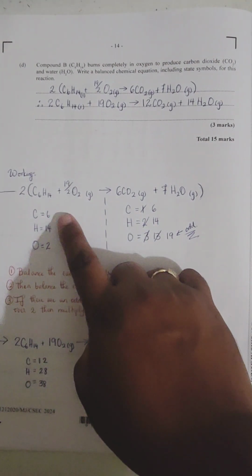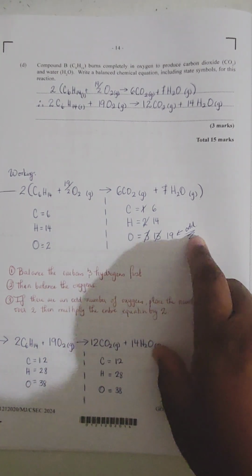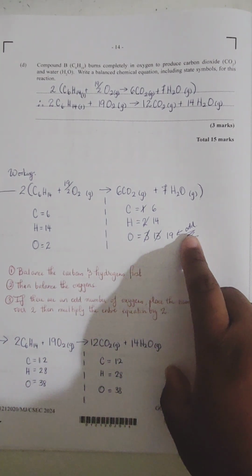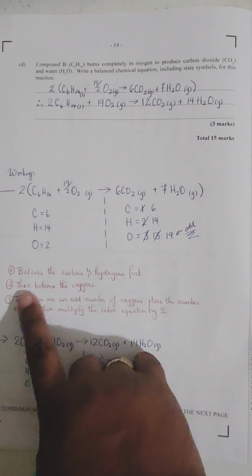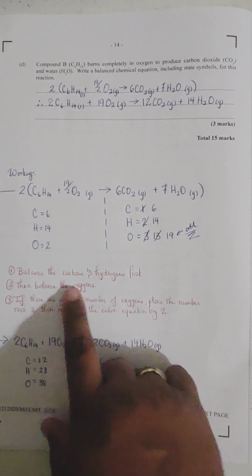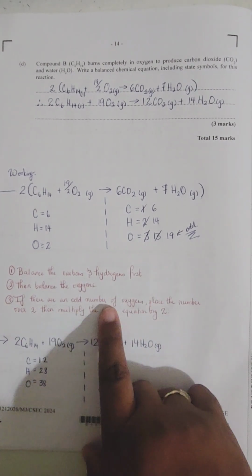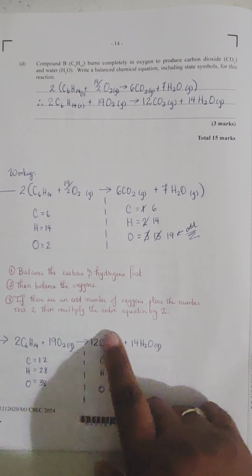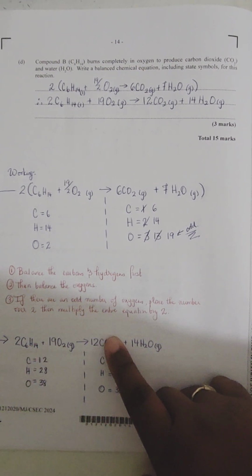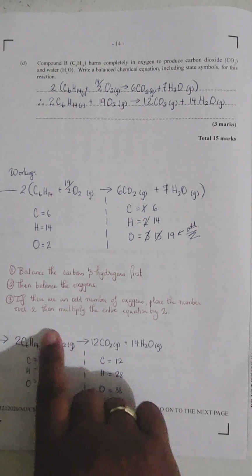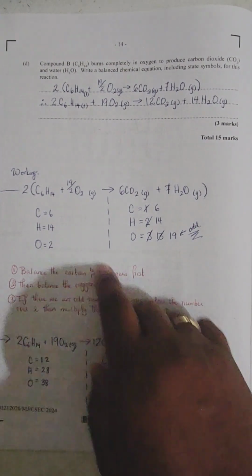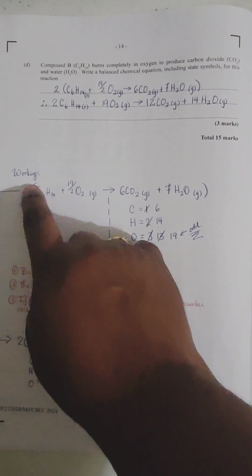You want to balance the hydrogens and the carbons first, and if you end up with an odd number of oxygens, you're going to take that odd number and put it over 2. Like I have here, I have the list here. It says balance the carbons and hydrogens first, then balance the oxygens, and if there's an odd number of oxygens, place the number over 2, then multiply the entire equation by 2 to get rid of this denominator here. And so every entity will be multiplied by 2, all right, across the board.